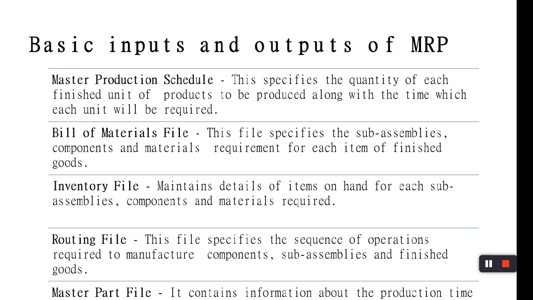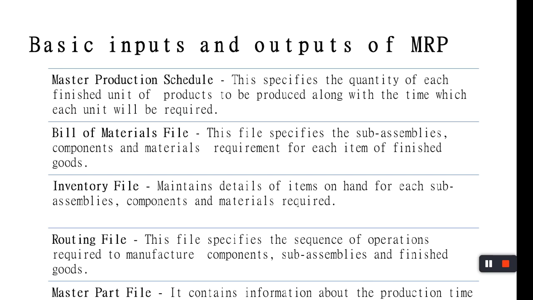And then we have the inventory file. This maintains details of items on hand for each sub-assemblies, components, and materials required. Okay, so this is regularly updated whenever there is a movement in inventory. The inventory file will be updated real time. So, for example, if one unit of raw material is being used in the production, then in the inventory file it will show us a deduction. And then every time there is a new delivery of raw materials coming from our suppliers, then the inventory file will also be updated and it will show an addition to the inventories.